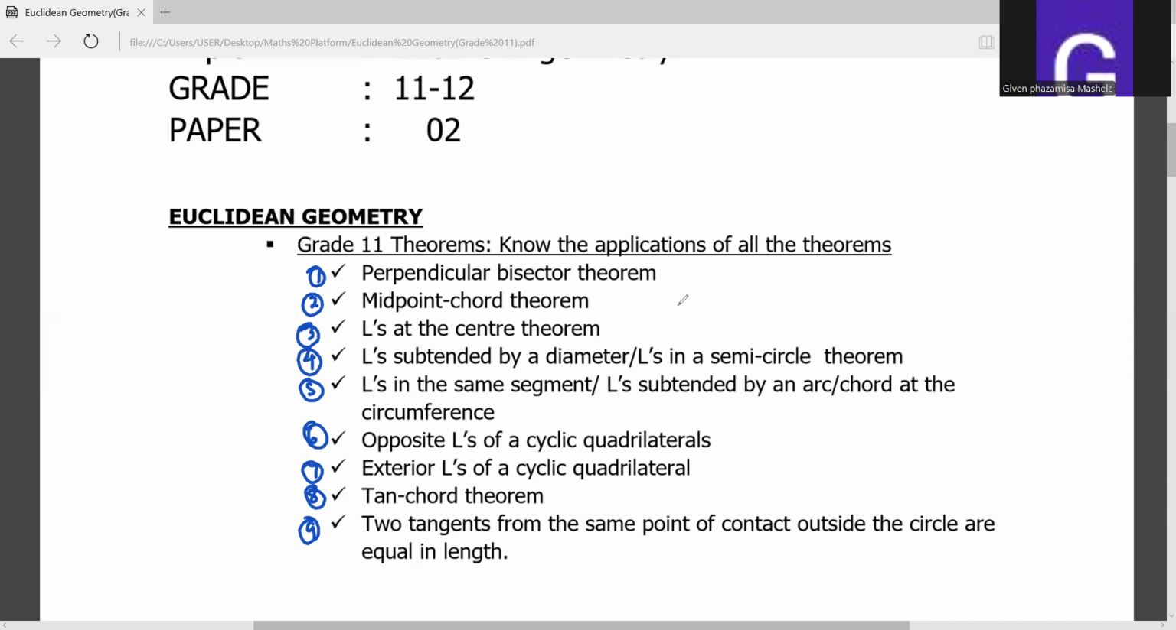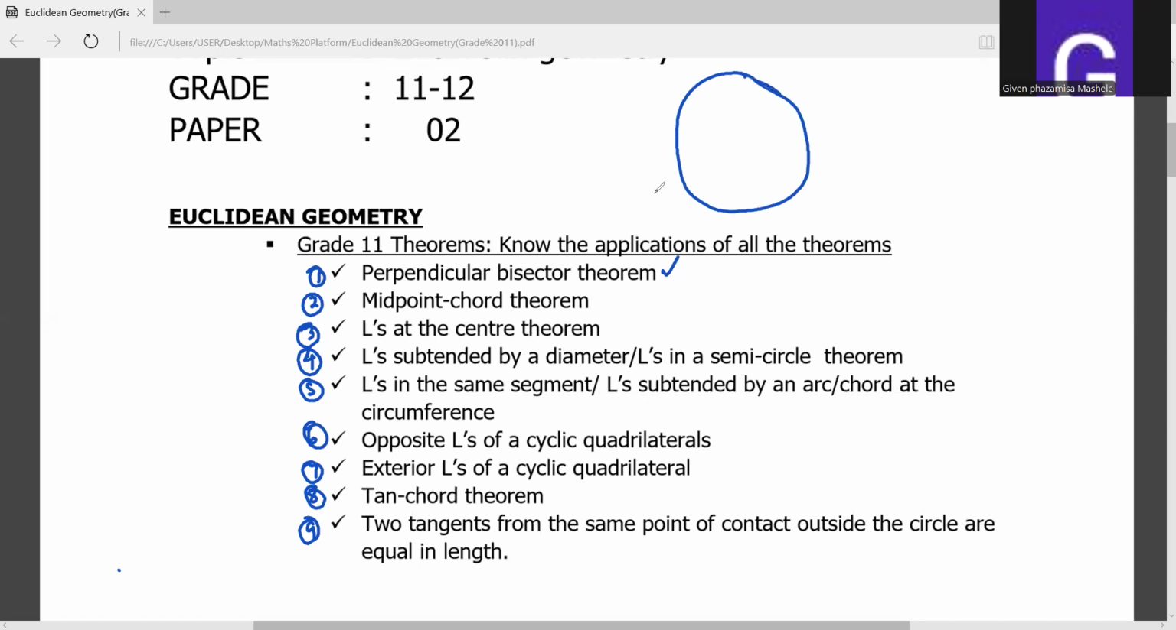According to the perpendicular bisector theorem, it states that a line drawn from the center of the circle, perpendicular to the chord, bisects the chord. What does the theorem say? It says whenever you have a circle, and in the circle, you draw a line from the center of the circle. So you have a circle, there is our circle.